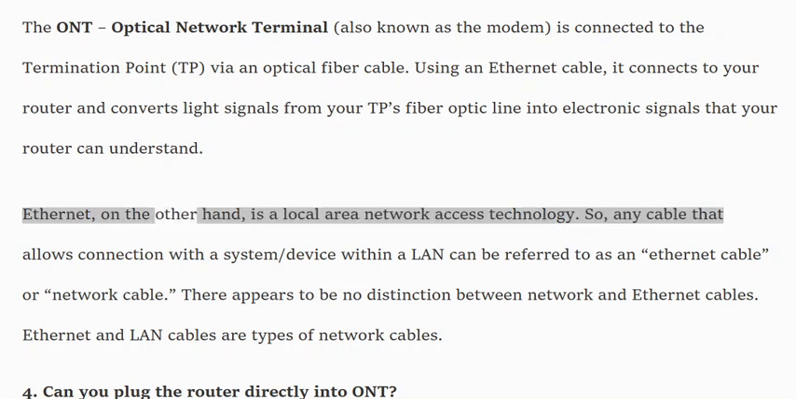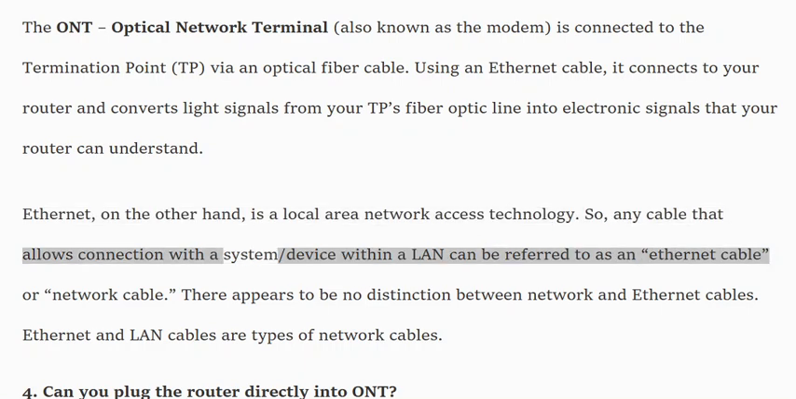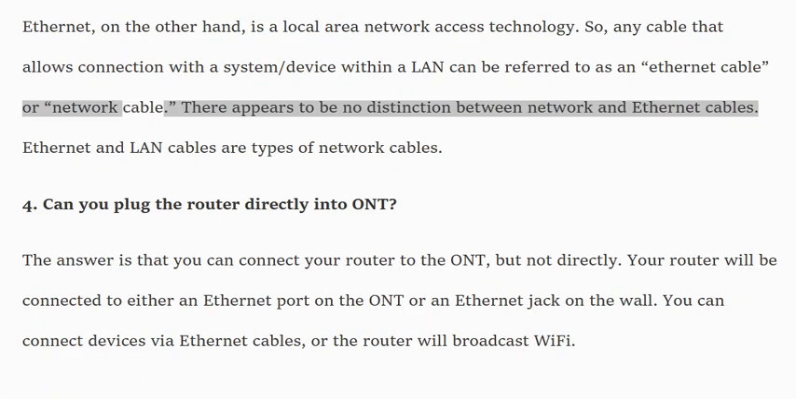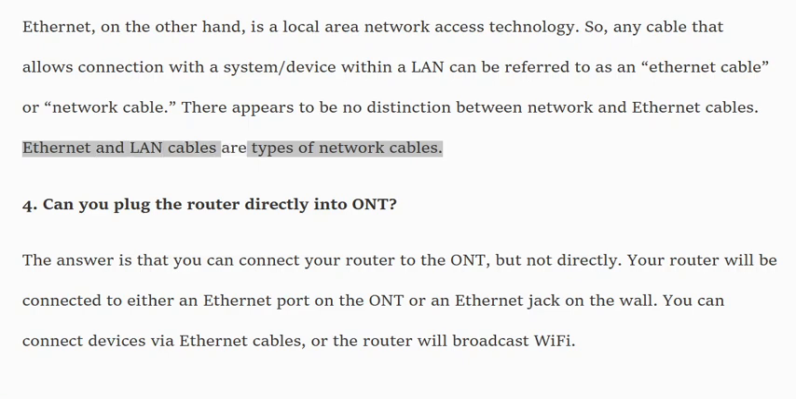Ethernet, on the other hand, is a local area network access technology. So, any cable that allows connection with a system device within a LAN can be referred to as an Ethernet cable or network cable. There appears to be no distinction between network and Ethernet cables. Ethernet and LAN cables are types of network cables.